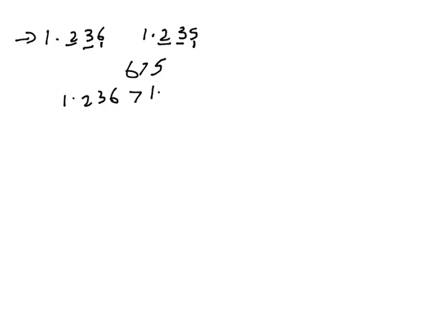Here we have two numbers, 0.236 and 0.235. Here we can write 1 to make the whole number the same. Now the whole number is the same. Now we compare the 10th place, which is the same in both cases. The 100th place is the same. But here the 1000th place is 6 and here the 1000th place is 5. 6 is greater than 5, so it means 1.236 is greater than 1.235. This is how we compare decimal numbers.